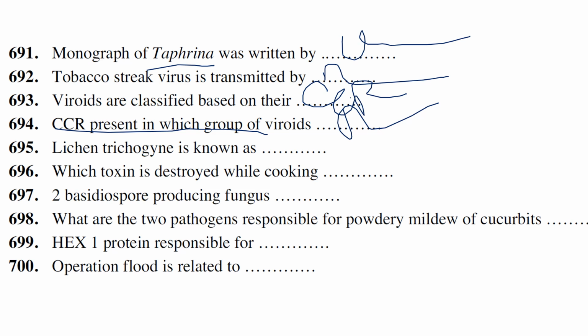The next one is the lichen trichogyne, known as terebrator. What is a trichogyne? It's a connecting tube that connects the male reproductive organ and the female reproductive organ, antheridium and oogonium, right? So this lichen's trichogyne is known as terebrator.